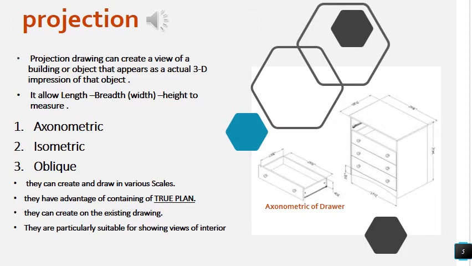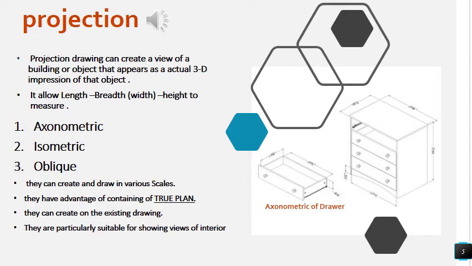It allows length, width, and height to be measured, which means you can measure the width, the height, and the length of the object. It shows the complete detail of the object, and it is an on-scale drawing, which we already know about. So we have a complete drawing which is on scale.